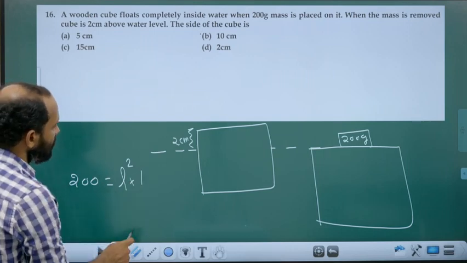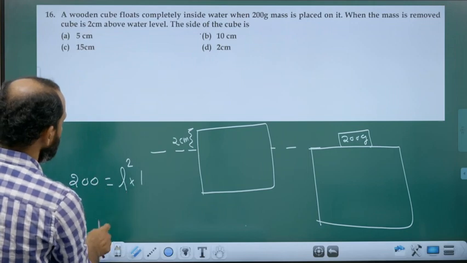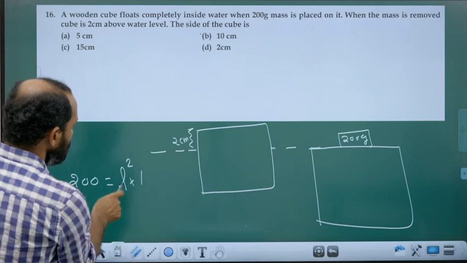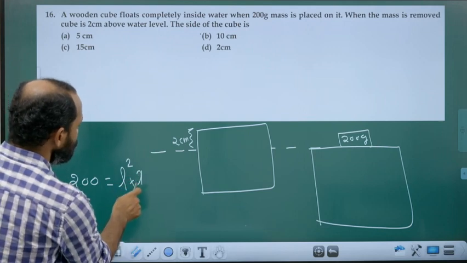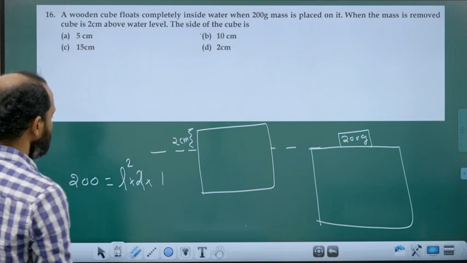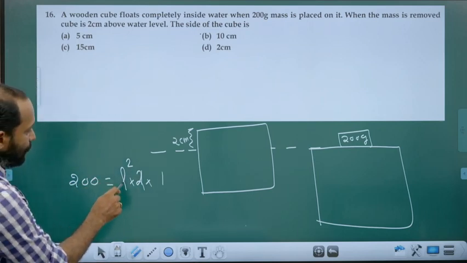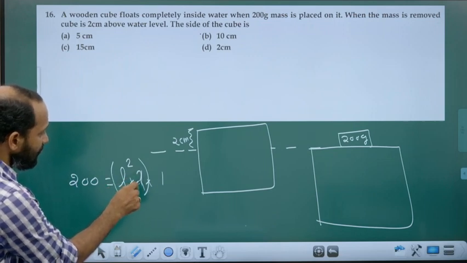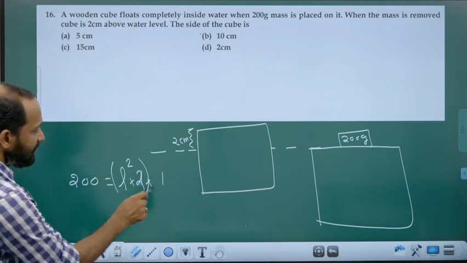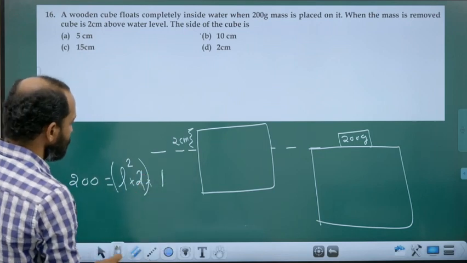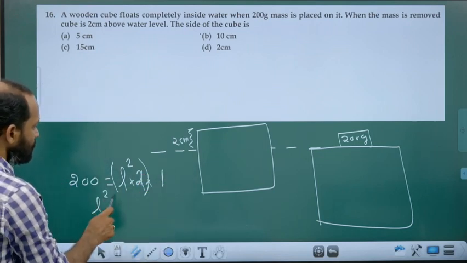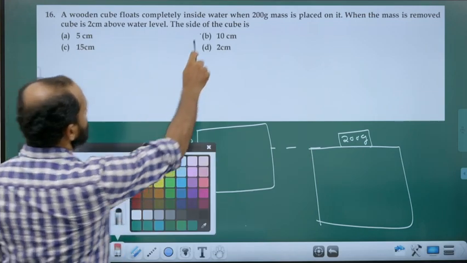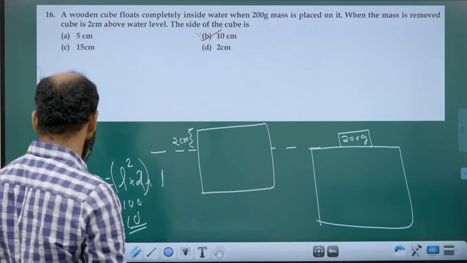Density of water is 1. So 200 is equal to L square, you can make use of this formula, into height. This is only area into height. Height is 2 centimeter multiplied by 1. So mass is equal to volume into density. Volume is area into height. Area L square, height 2. Okay, all in CGS. Density 1 gram per centimeter cube. That's why I wrote 1. Now L square is equal to 100. So L is equal to 10. So side of the cube is 10 centimeters. So I use law of flotation here.